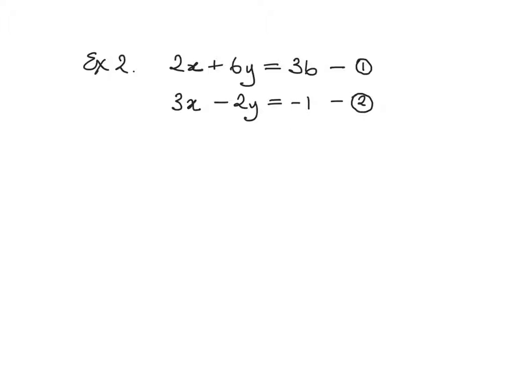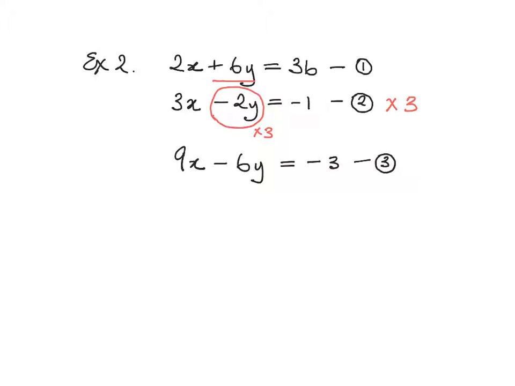What I'm going to do is I'm going to get this minus 2y term to be equal to 6y, and I can do that by multiplying by 3. Now what I can't do is multiply just the one term by 3, so I have in fact got to multiply the whole of this second equation. And when I do that, I get 3 times 3x is 9x. 3 times minus 2y is minus 6y. 3 times minus 1 is minus 3. I'm going to call that equation 3 because it's different from equation 2.